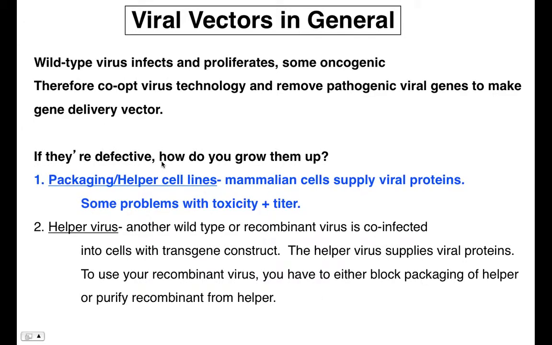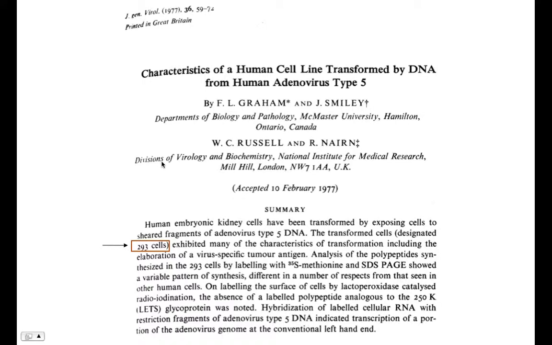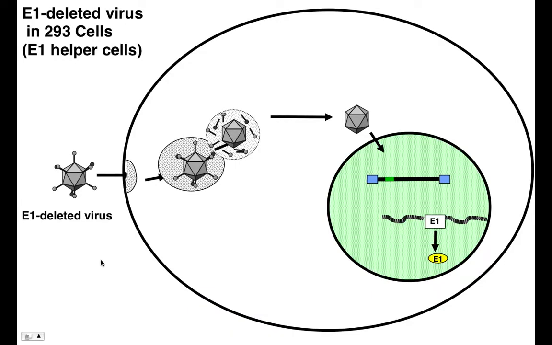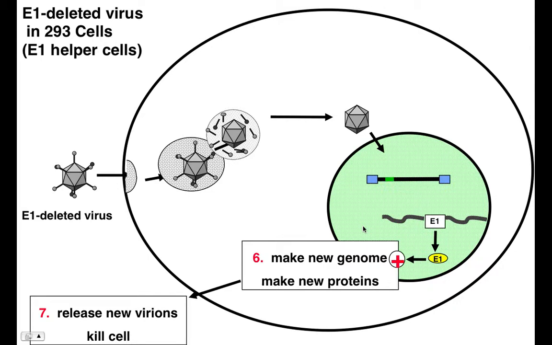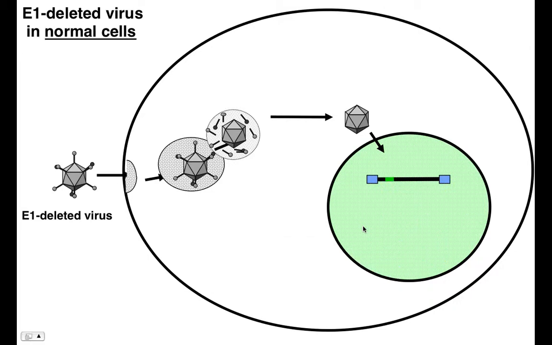So we're going to talk a little bit about a packaging or helper cell line. This was done in 293T cells. E1 is deleted, but these 293Ts express E1. Meaning you'll still get E1's effect, even if it's an exogenous source providing it. You'll make genomes and proteins, then you'll release new virions and kill this cell.